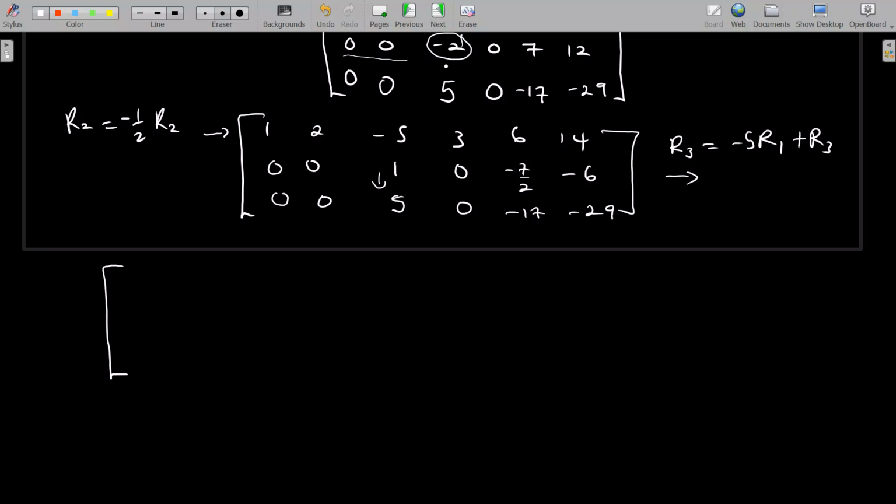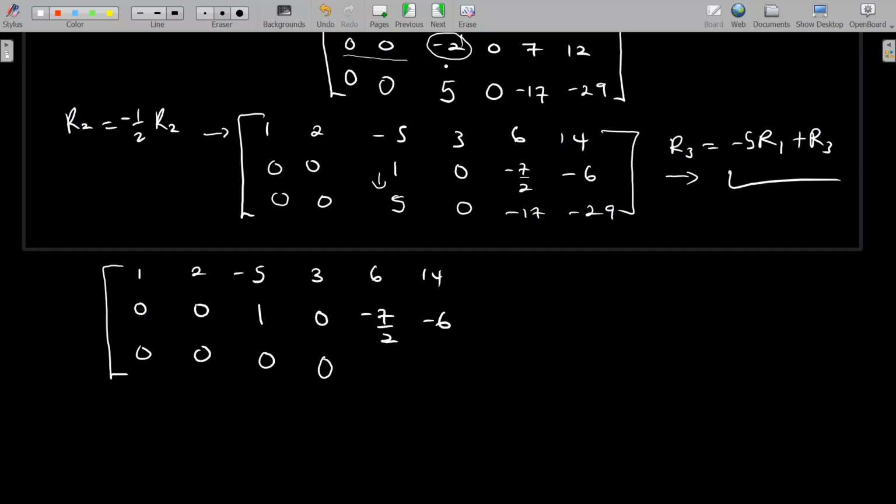So what I'm going to get is a different, how do I call it, matrix, which is going to be: I have my 1, 2, -5, 3, 6, 14 still. And the next thing is to have 0, 0, 1, which I didn't touch, negative 7 over 2, negative 6. And then when I do that operation I've written here, I'm going to have 0 here, and 0. So 0 times negative 5 is still 0, plus 0 is 0.